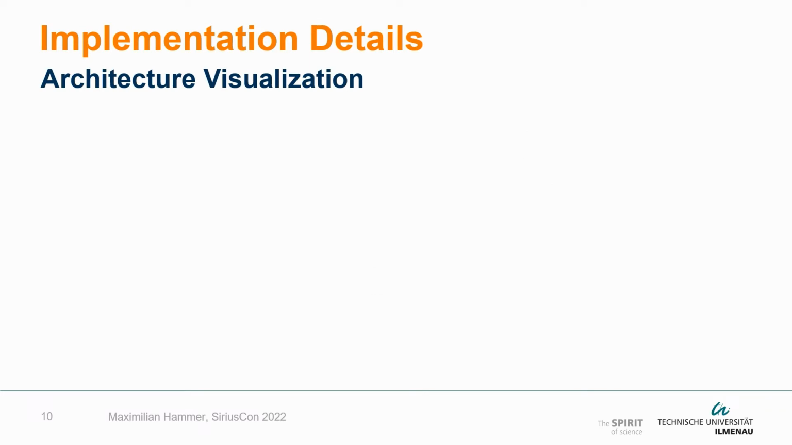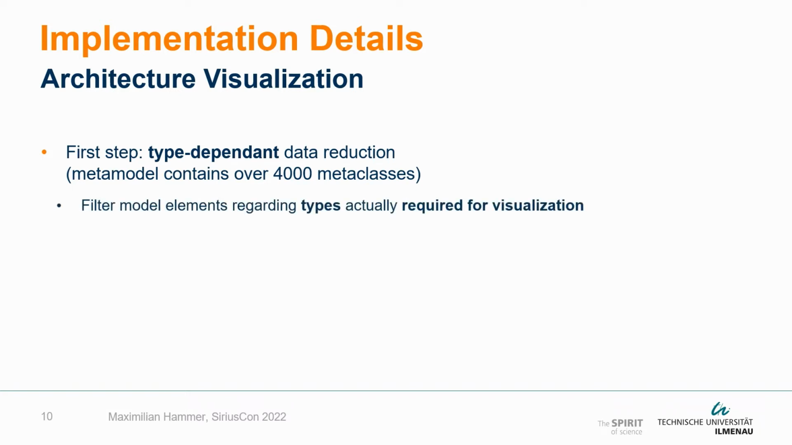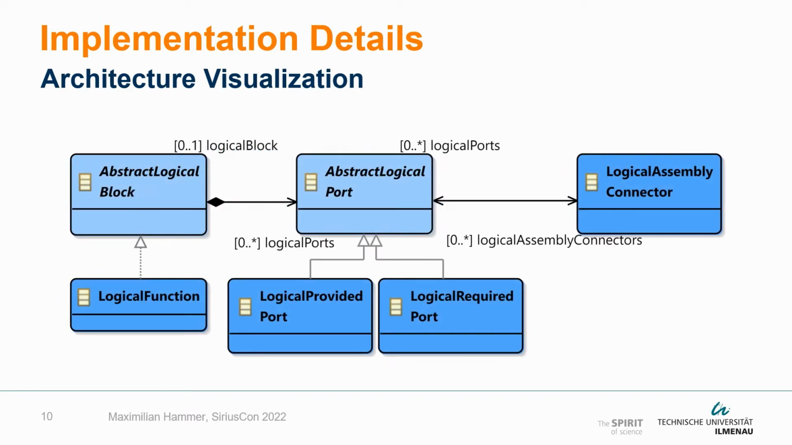The first bundle of functionalities of the presented application is data reduction, selection, and visualization. First, a type-dependent reduction is performed. As the metamodel contains over 4,000 meta classes, it is necessary to filter the types that are actually required for visualization within the proposed use case. Let's have a look at an excerpt of the metamodel.